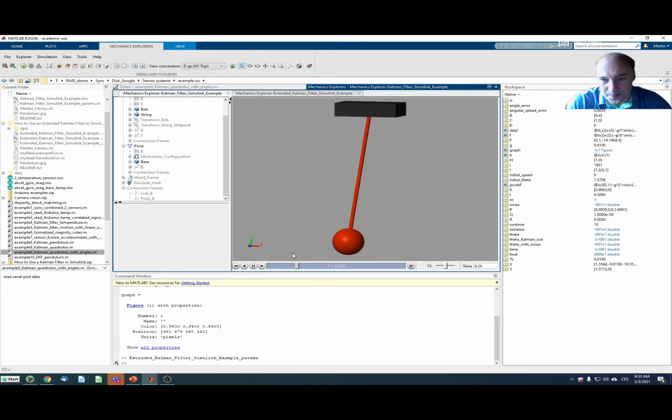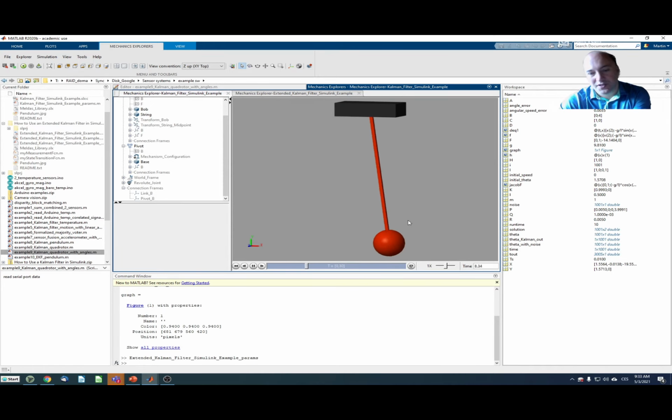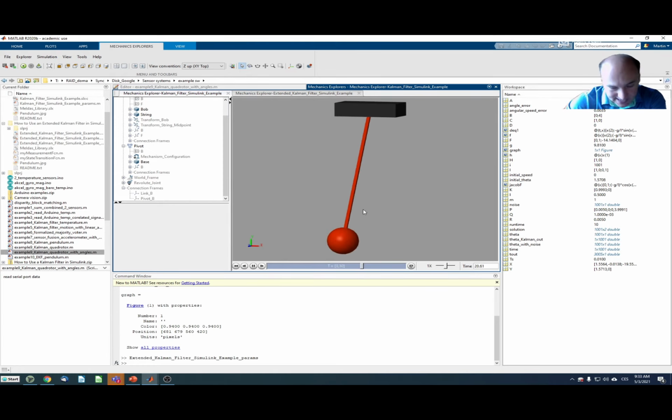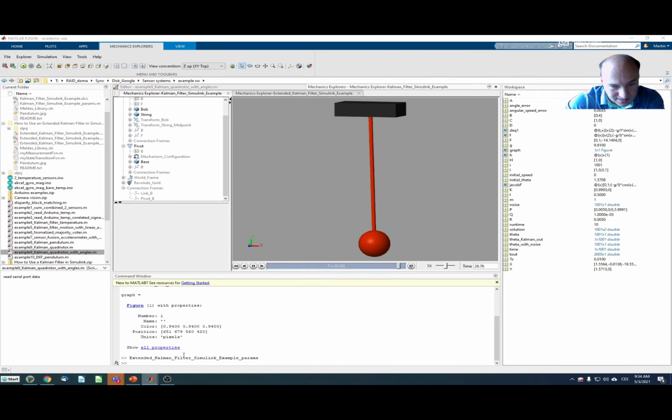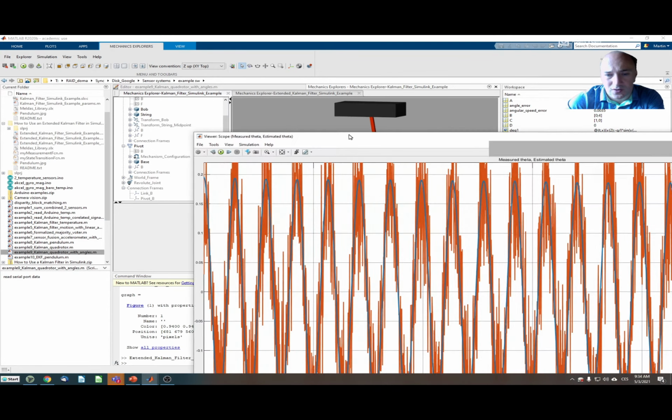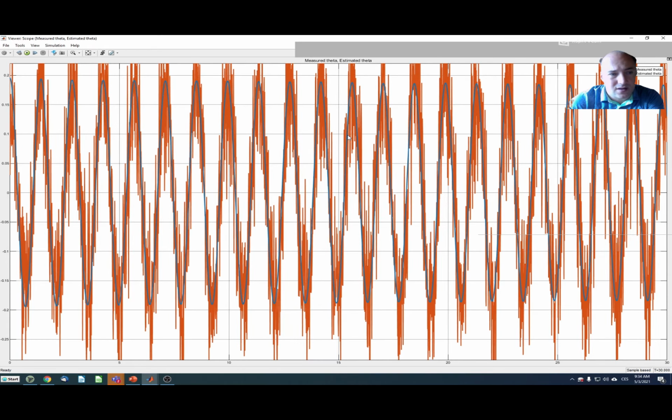This is the visualization. You can see that the model is not simply a differential equation, but it actually contains the bodies and this lever and so on. And here we can see how the pendulum is moving. And we can see the estimation. So here is the estimation.